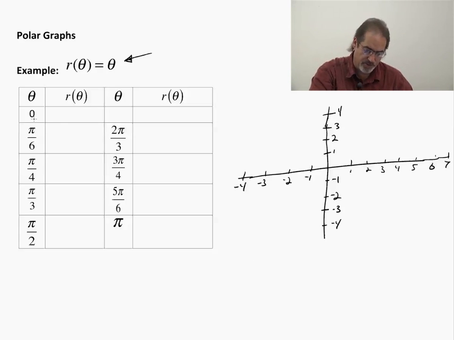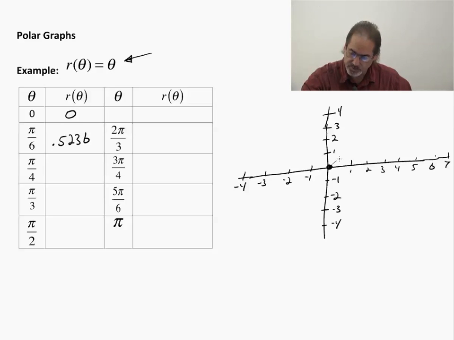Okay, so when theta is 0, r of theta is also 0, which means I'm at the point 0, 0. When theta is pi over 6, the radius is also pi over 6, which is approximately 0.5236. So at pi over 6, which is roughly this angle here, I'm at a distance of a little bit more than a half. So I should be roughly at that point right there. When theta is pi over 4, the radius is also pi over 4, so that's about 0.7854. So at pi over 4, I'm at just shy of 1, which is roughly in here.